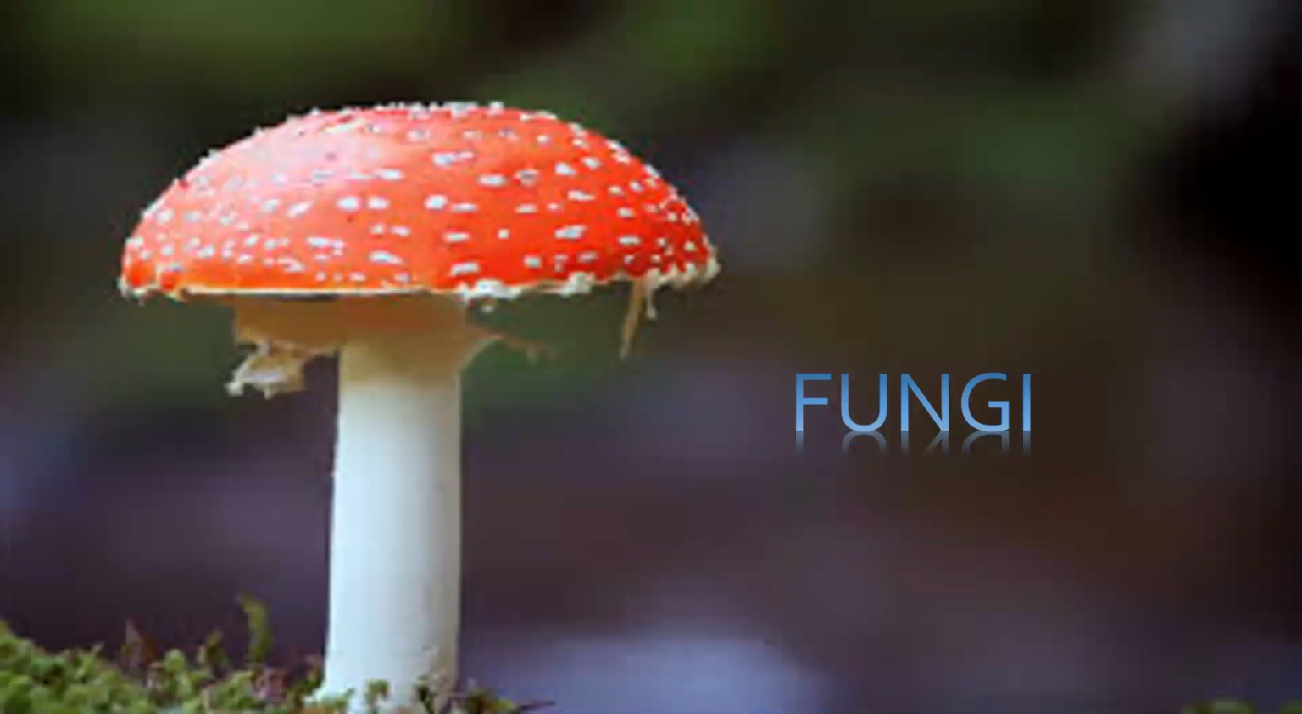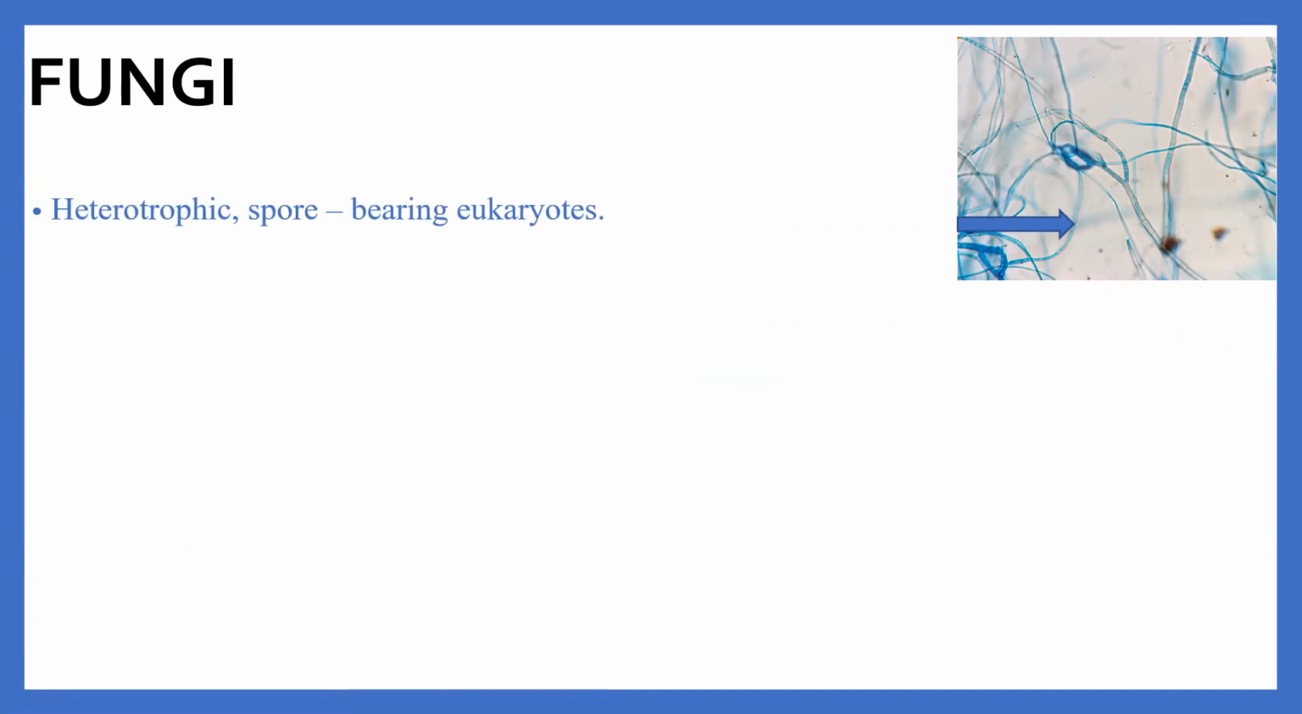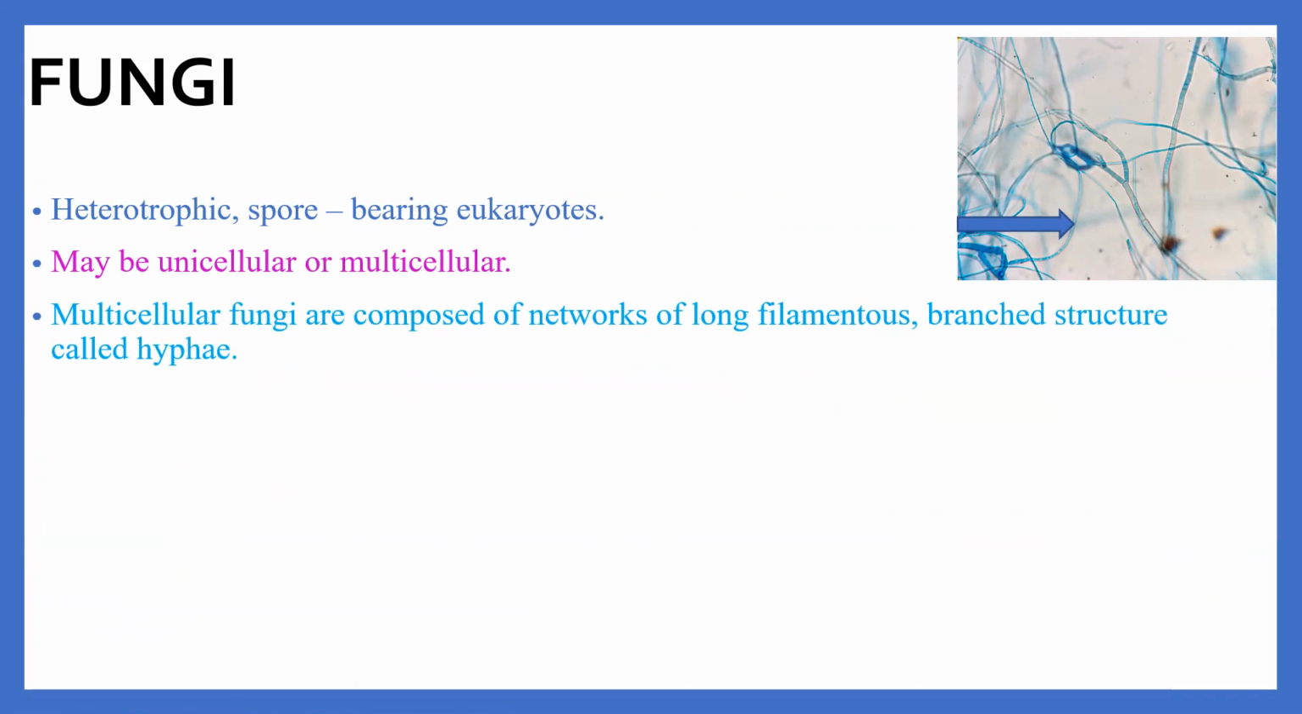So now we are coming to fungi. Fungi are heterotrophic spore-bearing eukaryotes. They may be unicellular or multicellular. Multicellular fungi are composed of a network of long filaments of branched structures called hyphae.